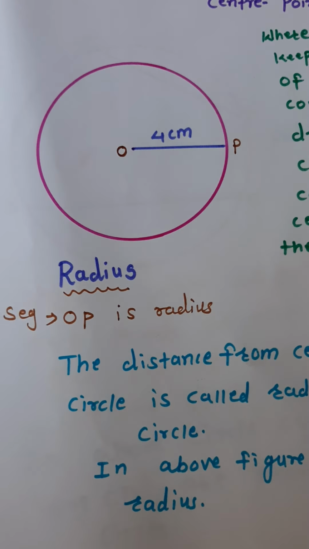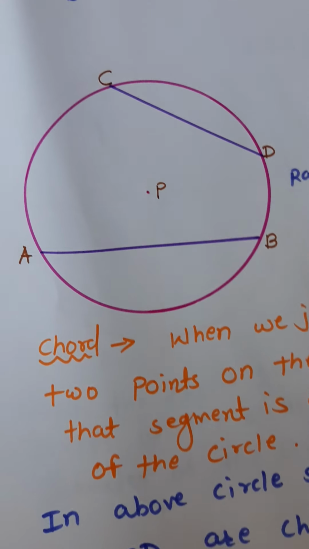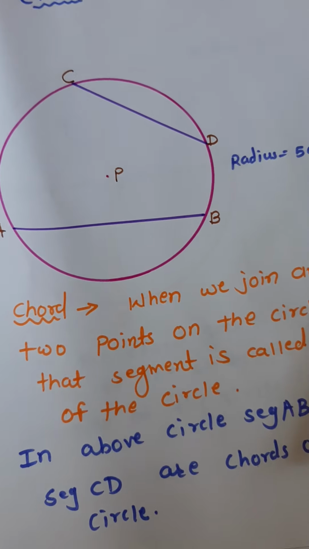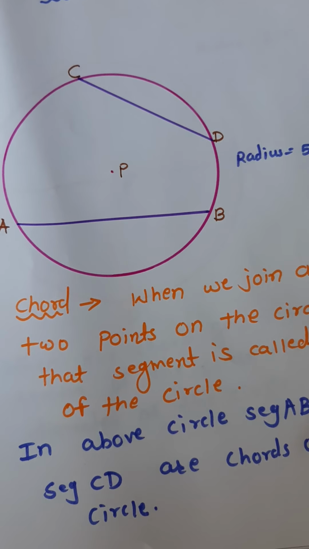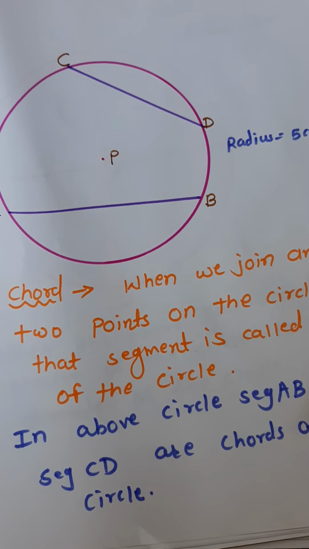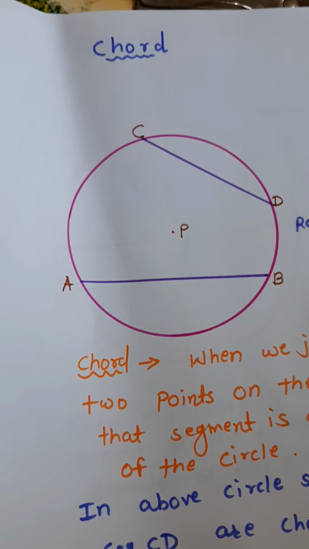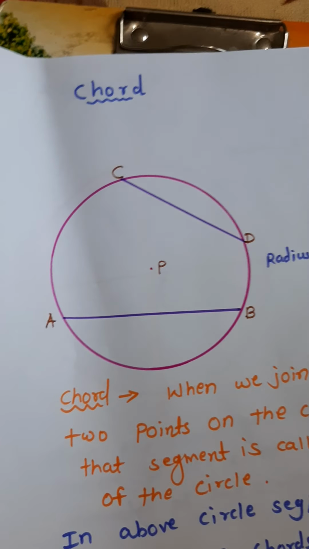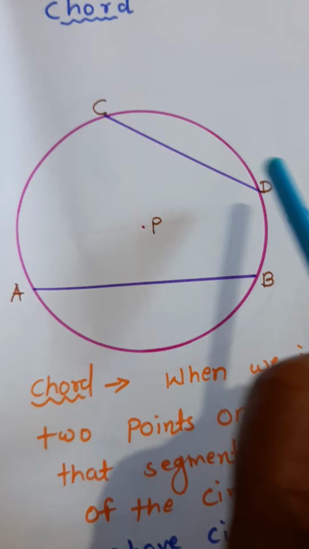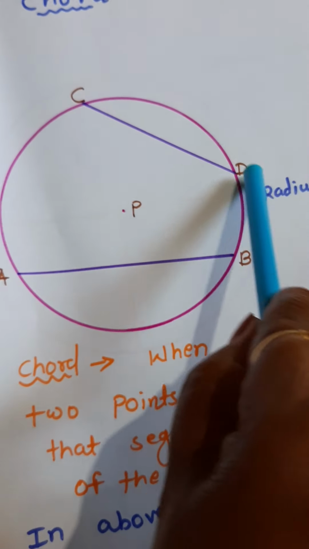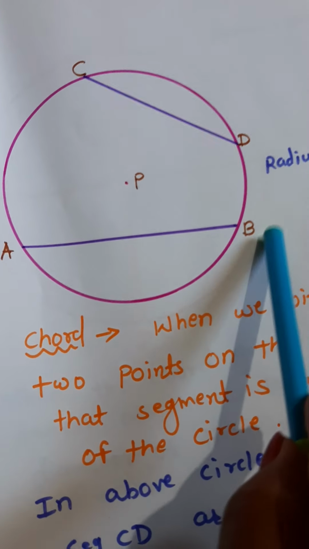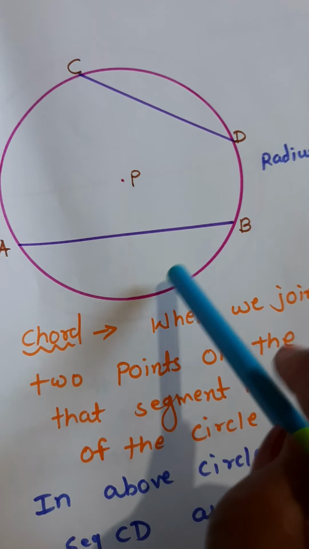Then the next concept about circle is the chord. Now what is meant by chord? When we join any 2 points on the circle, it is a chord. So look here. Here I have joined point C and D. So this segment CD is what? Chord. Here I have joined point A and B. So segment AB is also a chord.